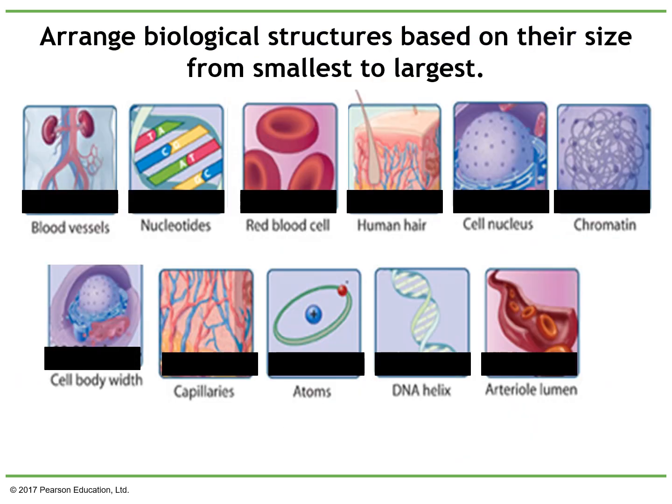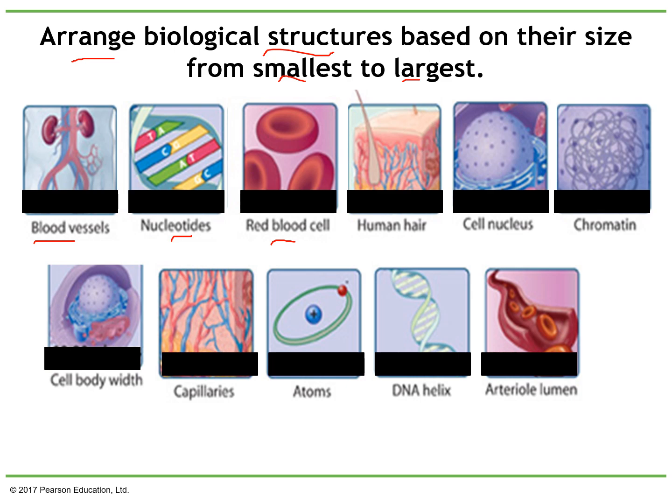Now I want you to arrange these biological structures based on their size, from the smallest to the largest. So here, what do you think: the blood vessels, the nucleotides, these red blood cells? I want you to guess which ones are the smallest and which are the largest. And if you feel confident, you can even guess the sizes, more or less. What do you think the size is? It could be centimeters, meters, microns, angstroms, or millimeters.